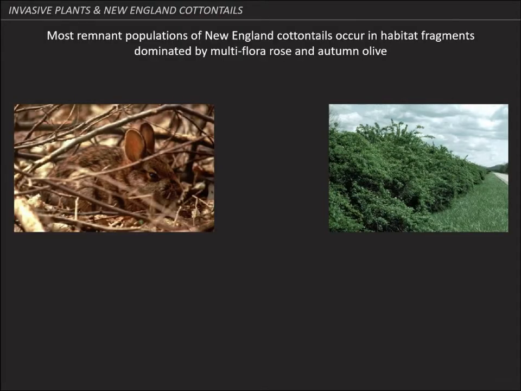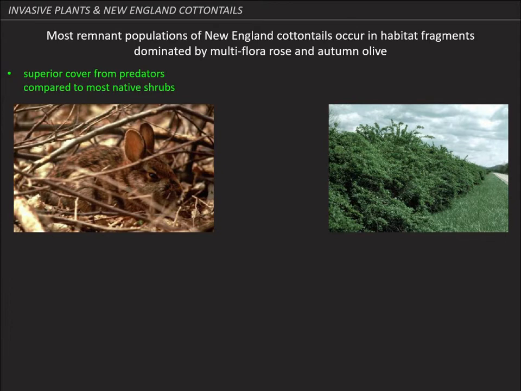In New England, most remnant populations of New England cottontails occur in very small habitat fragments that are dominated by multiflora rose and autumn olive. Compared to most native shrub species, multiflora rose and autumn olive provide cottontails with superior cover from predators, and multiflora rose in particular provides excellent winter cover because the large arching structure of these plants traps the snow above the ground and forms air pockets under the shrubs that rabbits use as winter dens.